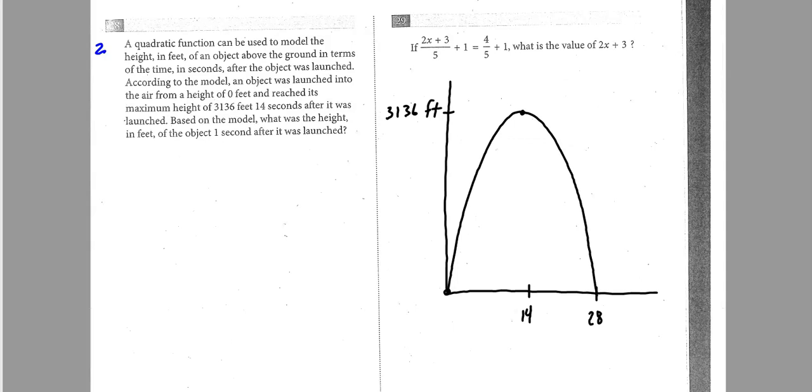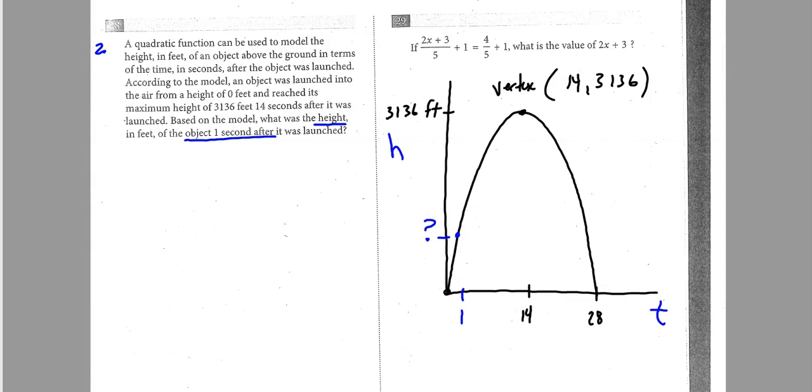And it says, based on the model, what was the height? So find h when we were 1 second after it was launched. So if this is t, and over here is my h, basically it wants to know, at 1 second, what is the h? So I need to know a little bit about setting this up. And since they gave me this max here, that's the vertex. So the vertex is at 14, 3136. So I'm going to write this thing in vertex form.